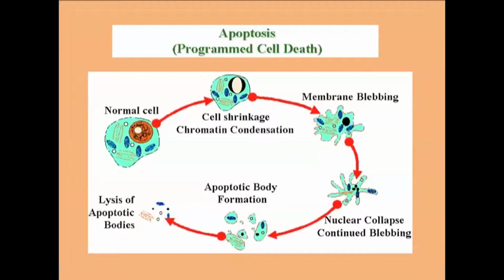So, both the Fas Ligand interaction and the presence of granzyme B in the cytosol activate the caspase-mediated pathway, and cells undergo programmed cell death, which is an orderly and systematic degradation of the cell. This way, CTL or cytotoxic T lymphocytes mediate killing of the target cell.